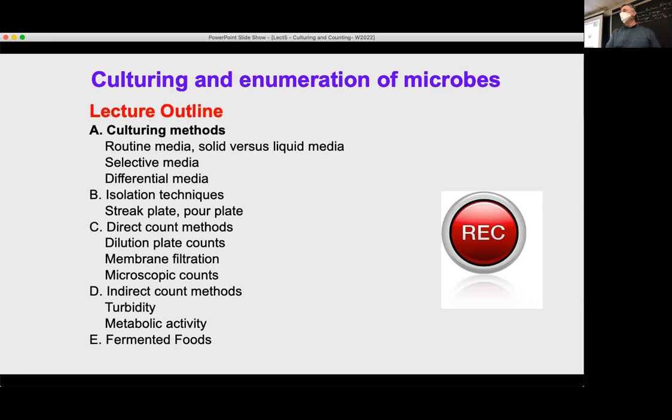And then finally, I talk a little bit more about fermented foods. Today I'm talking mostly about bacteria-fermented foods.